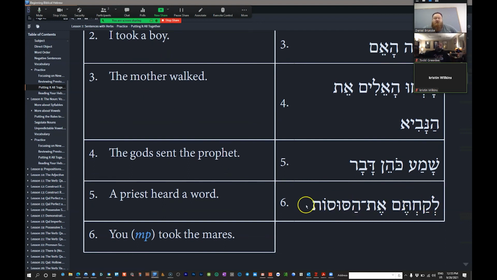So here we have no explicit subject. We know that this noun, hasusot, is going to be the direct object because of the et marker. And so we can start with, in English, what do you want first? I want the subject. Well, we don't have an explicit subject. We'll have to infer the subject from the form of the verb. Lechachtem is going to be the 2MP, so we're just going to say you, masculine plural, took. What did you take? Et hasusot, the horses.